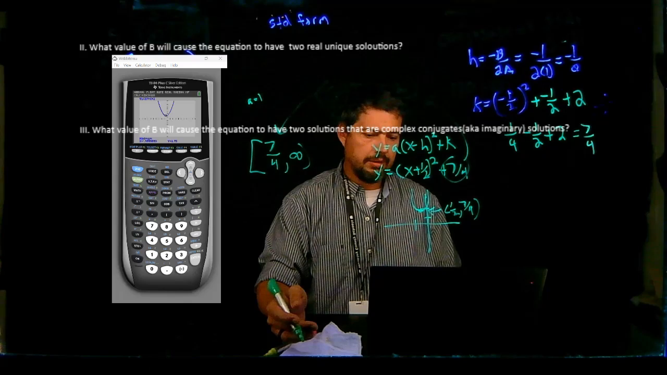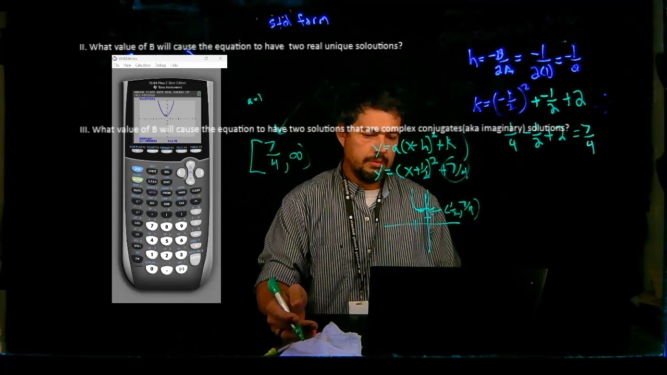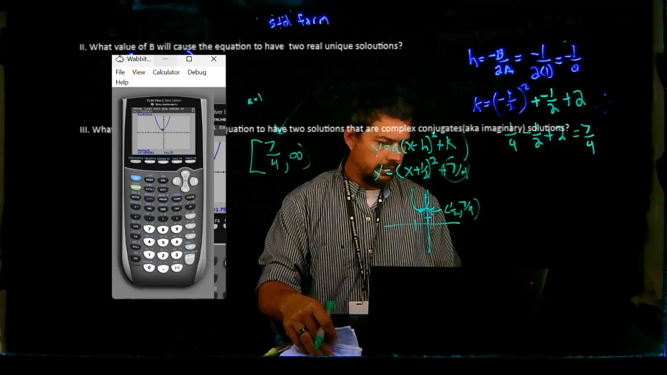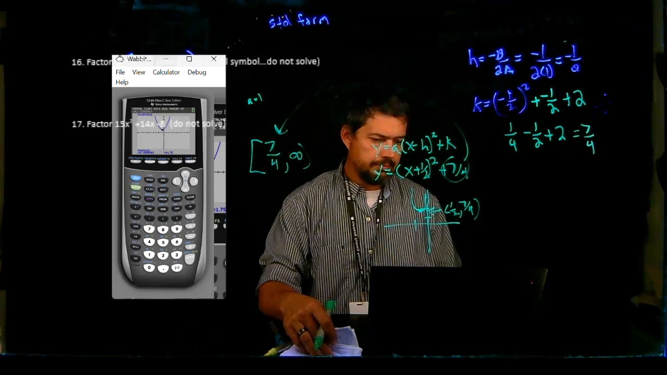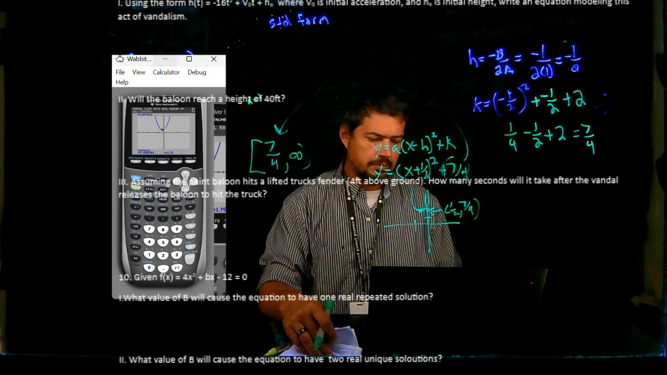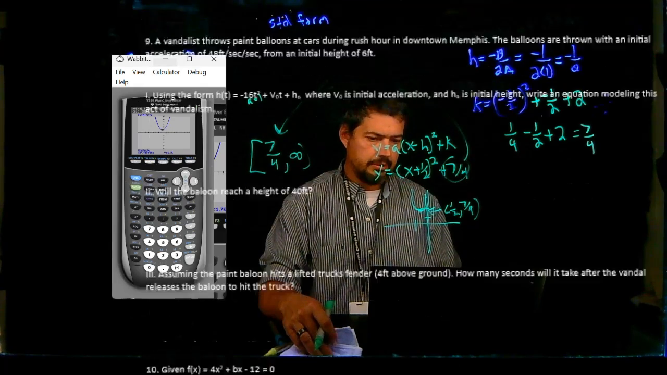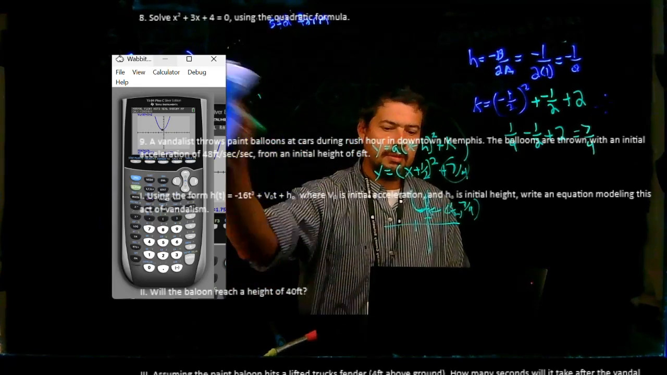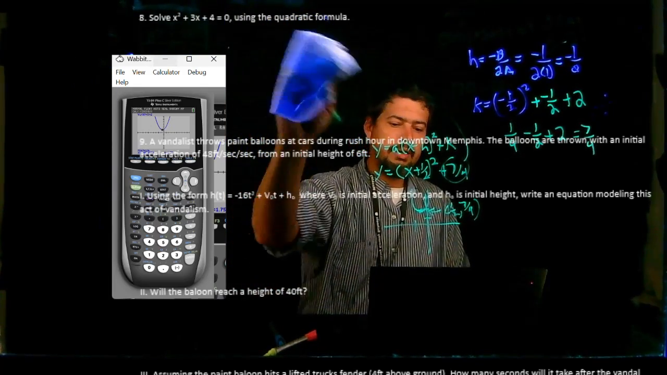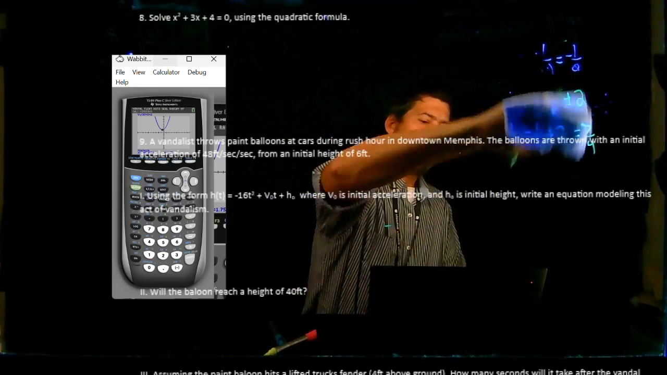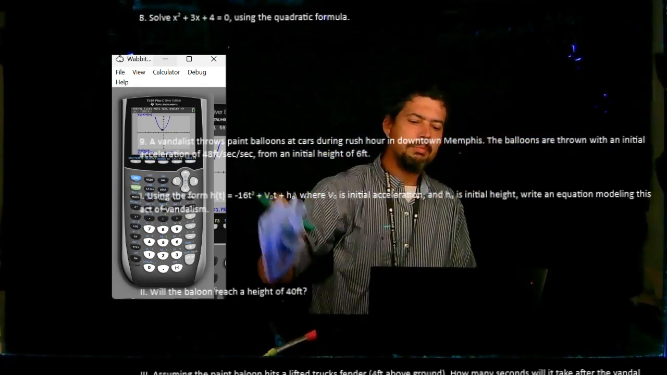Let's get this calculator out of the way. There we go. Minimize her. And let's move on to the next page. Page 2. Don't want that there. The glitches. Solve x squared plus 3x plus 4 equals 0 using the quadratic formula. I guess I'll need that calculator, so I'll leave it up there.